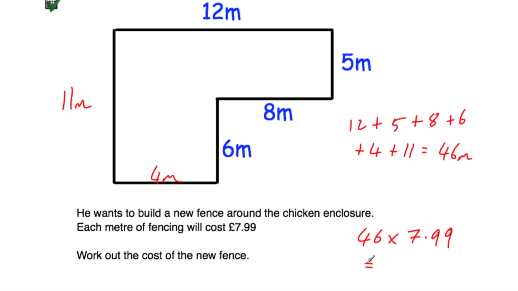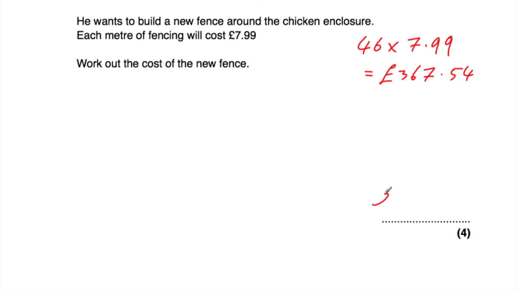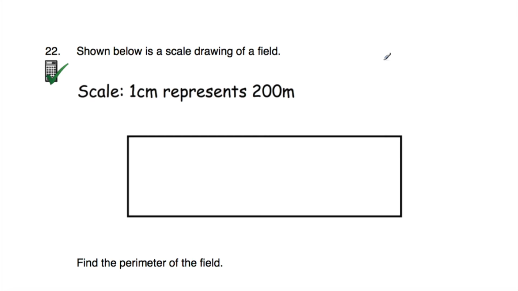So multiplied by $7.99 is equal to £367.54. So the cost of the new fence is £367.54, and that's it. Okay, let's have a look at our next question, question number 22.